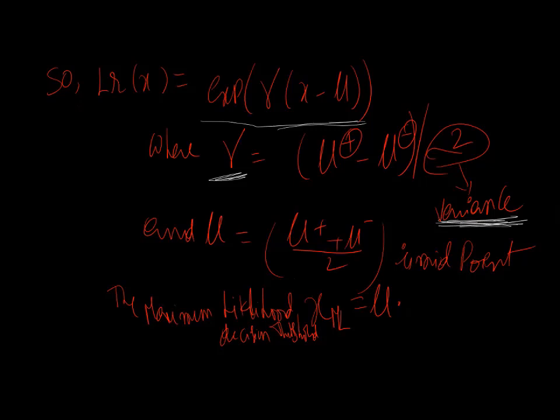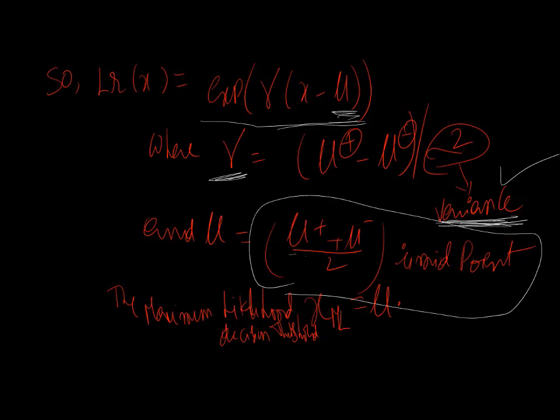So rho square is the variance, and mu is nothing but mu positive plus mu negative by 2. It is the midpoint of the two class means.